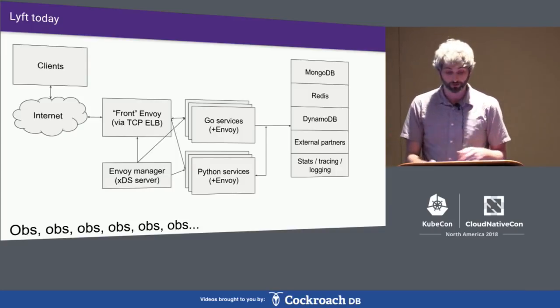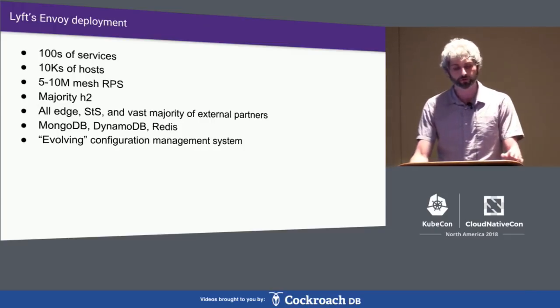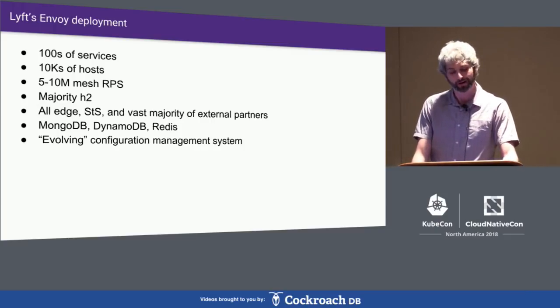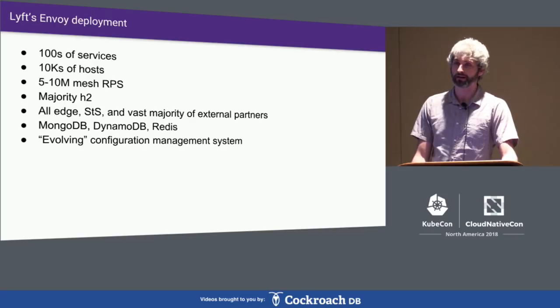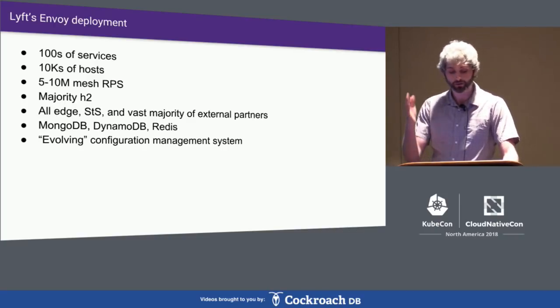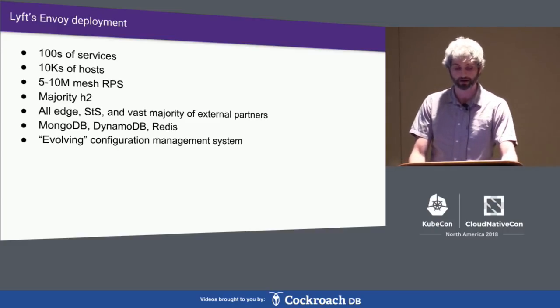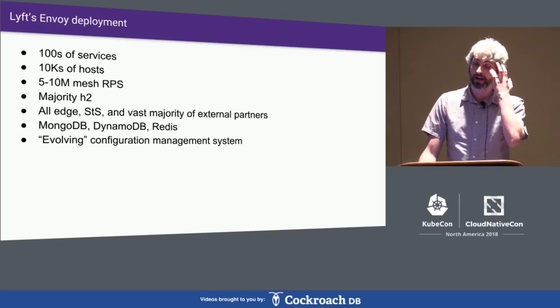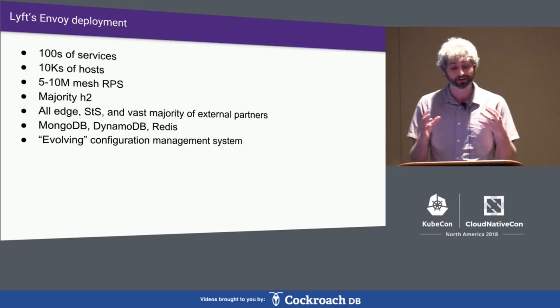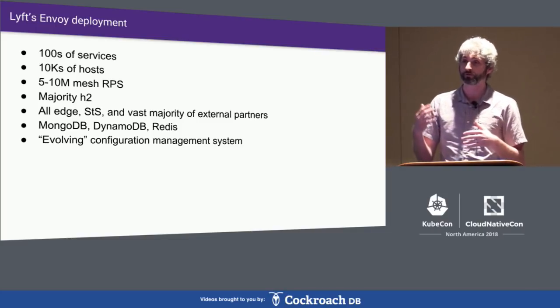So this is generally what Lyft looks like today. From an Envoy deployment perspective, we have many hundreds of services at Lyft now. We run Envoy, depending on time of day, on many tens of thousands of hosts, anywhere from 5 to 10 million plus requests per second that run through the entire mesh. The majority of it is HTTP2, service-to-service traffic. All of our edge, service-to-service, most of our external partners flow through Envoy.